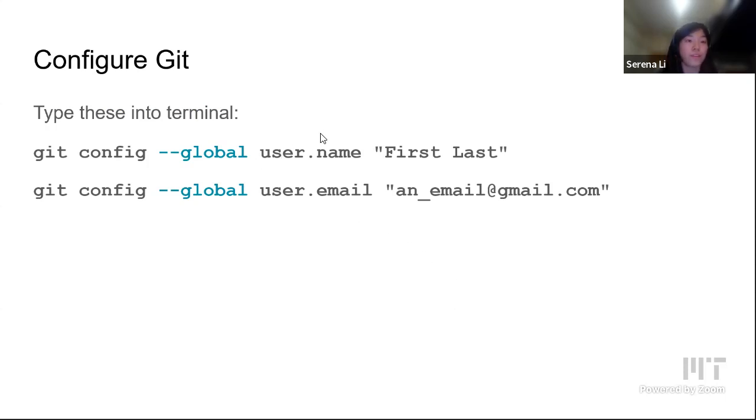And then to configure Git, if you've downloaded Git for the first time, you need to configure it with your username and your email. So type these commands into your terminal, replacing first and last with your actual name, of course, and your email with the email that you made your GitHub account with. And this will allow you to follow along with what Andy is going to do.